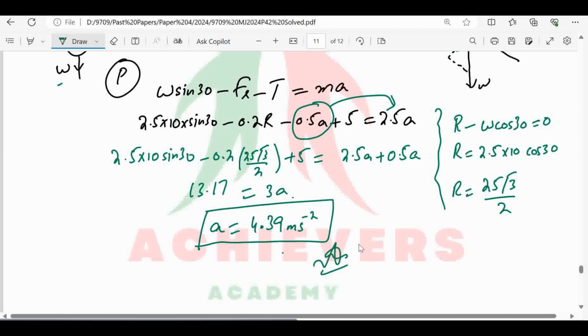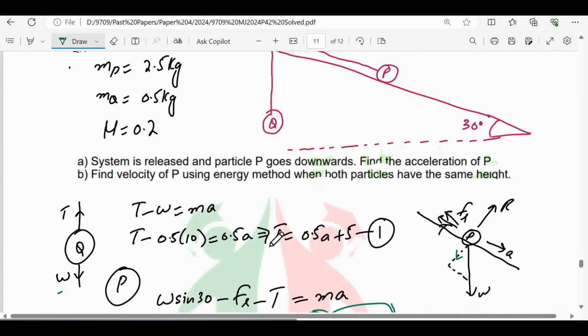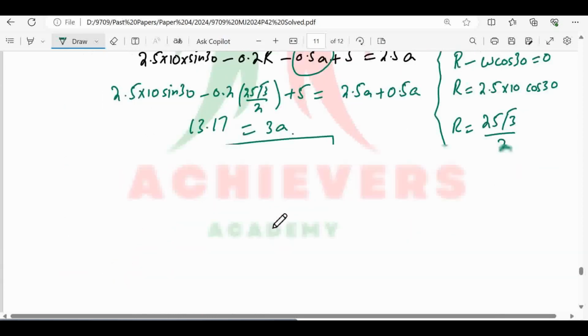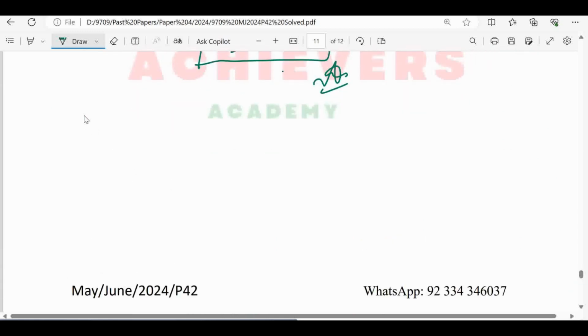Let's move to the next question, the last part. Find the velocity of P using the energy method when both particles have the same height. They are saying that both particles have the same height. What we have to find is the velocity when both have the same height. We need to find V.